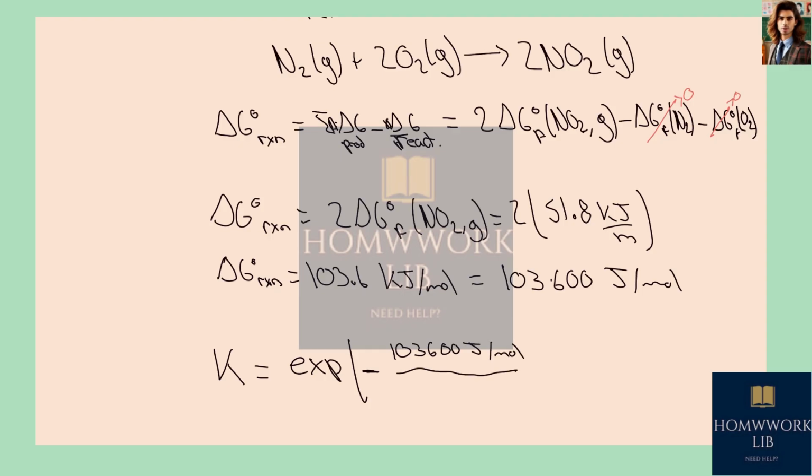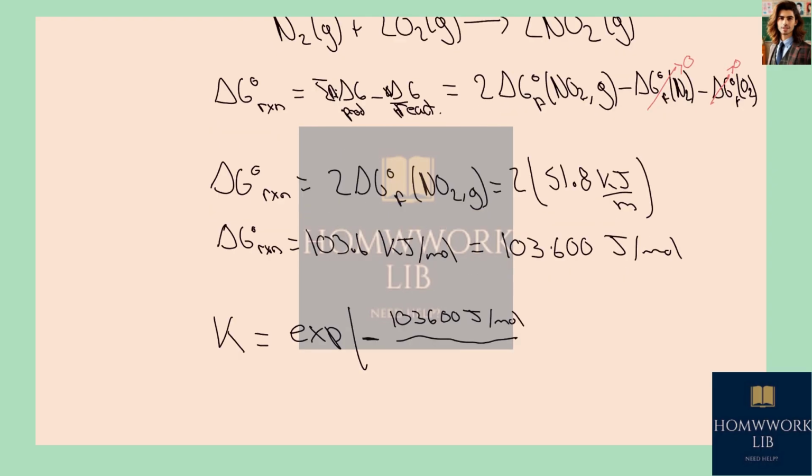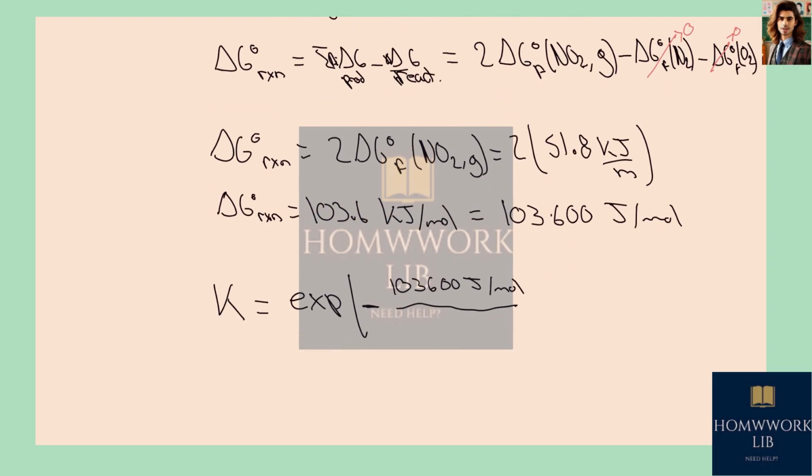We need to divide it by the value for our gas constant, that is 8.314 joules per mole Kelvin, times our temperature, that is 298.15 Kelvin. Okay. We verify that the units cancel out properly. Joules per mole cancels with joules per mole, Kelvin with Kelvin.